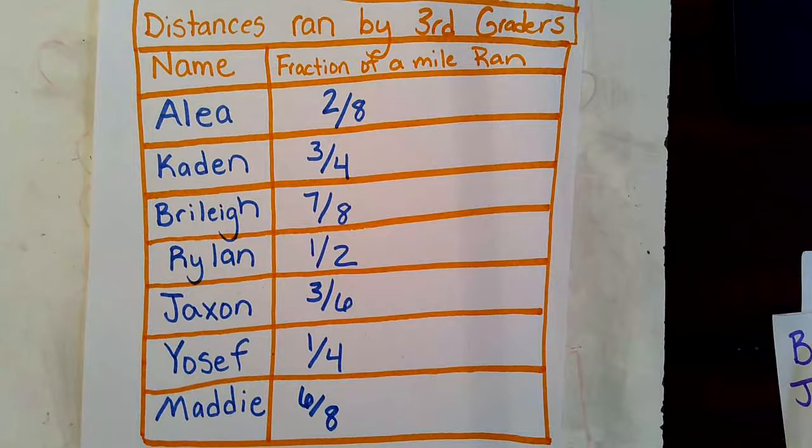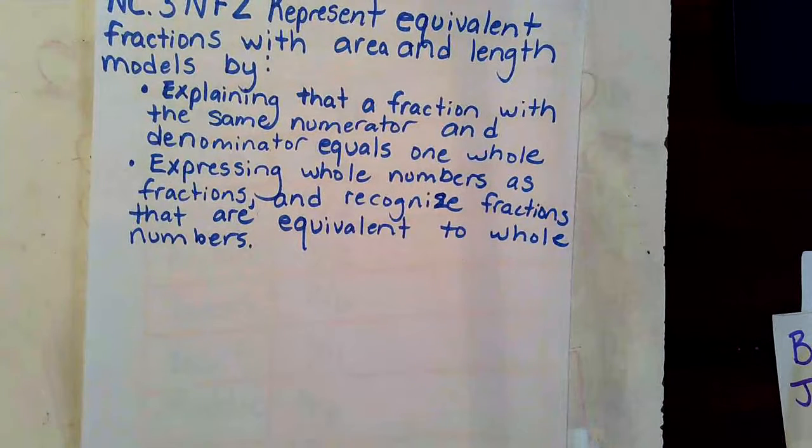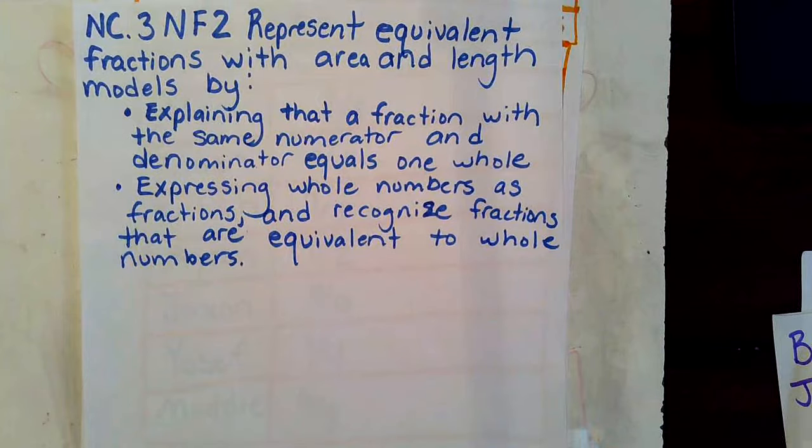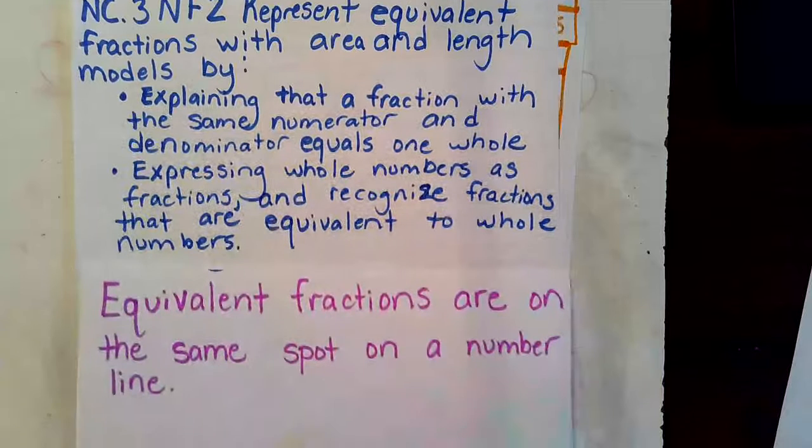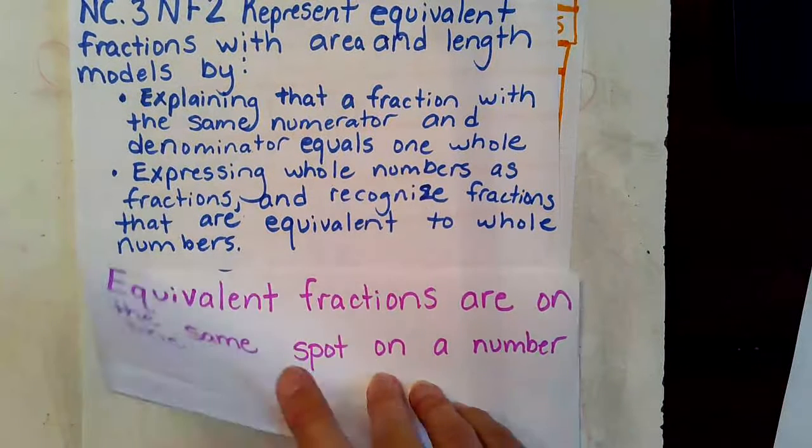Before we get started, let's remember from earlier this week that equivalent fractions are on the same spot on the number line, and they take up the same amount of space. So we've been talking about equivalent fractions, and we've been proving that fractions are equivalent with our rectangle models and sometimes our circle models. So today we're going to use this chart, and we're going to look at the fraction of a mile that each third grader ran.